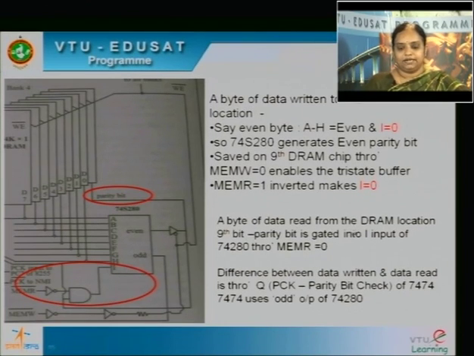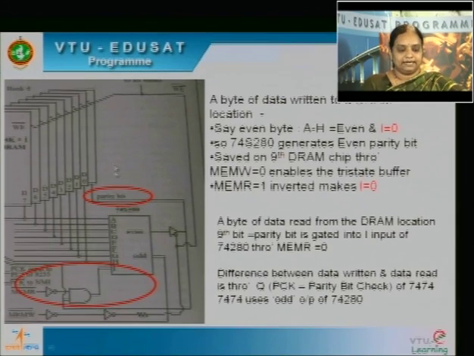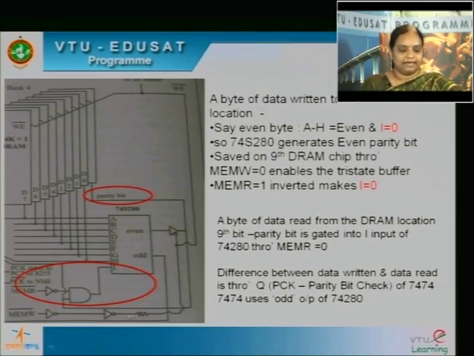When you are reading, you have to read from the DRAM location, the 9th bit. Once again the memory read is activated, and once the memory read is activated, the parity bit is now returned into I here. What we have stored is I equal to 1, because the parity that was generated previously is even parity, and so that 1 that has been stored will come here, and the data is still even, so even plus 1 here will generate the odd signal.